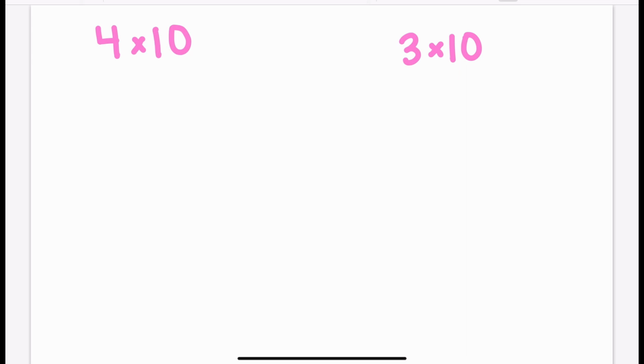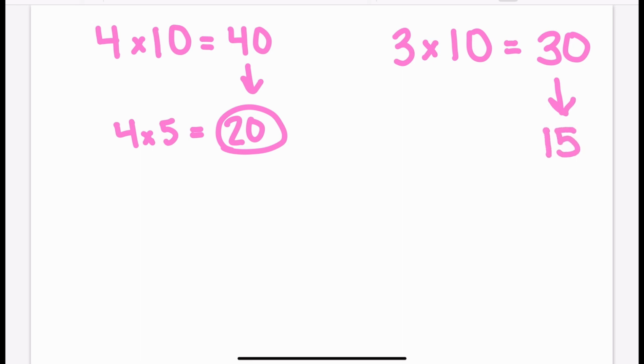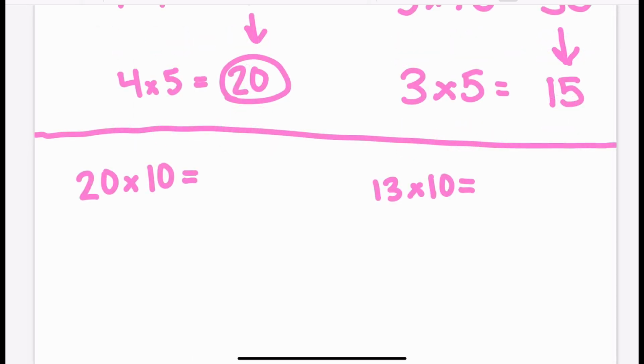Okay, if I know that 4 times 10 is 40, then to get 4 times 5, I'm simply going to half the product to 20. Okay, so if I know that 3 times 10 is 30, I can simply half my product to get 15. And that's the product of 3 times 5. When you're ready to work these problems out, press pause and then press play when you're ready to review.